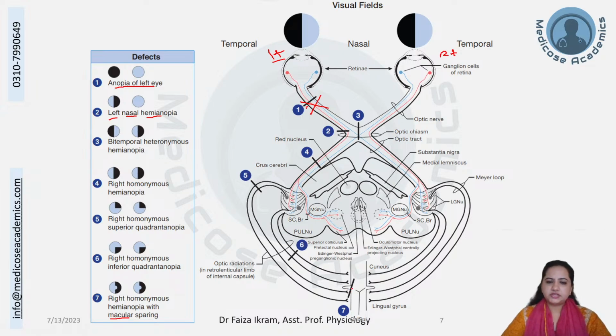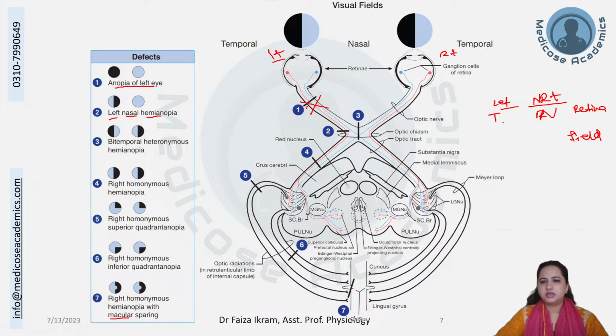The fibers reaching the left visual cortex are from the temporal half of the left retina and the nasal half of the right retina. Temporal half of left retina and nasal half of right retina. This is retina, left and right. If we translate it into the field of vision, it will be nasal field of vision here and temporal field of vision here.